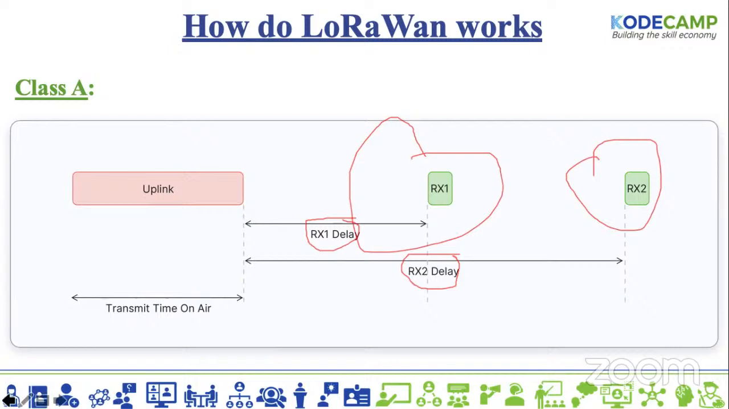So now the server can respond during the first receive window, or during receiver 2. Okay, but they don't use both windows. They're just independent. Let me use that word, independent. So they don't use both windows.